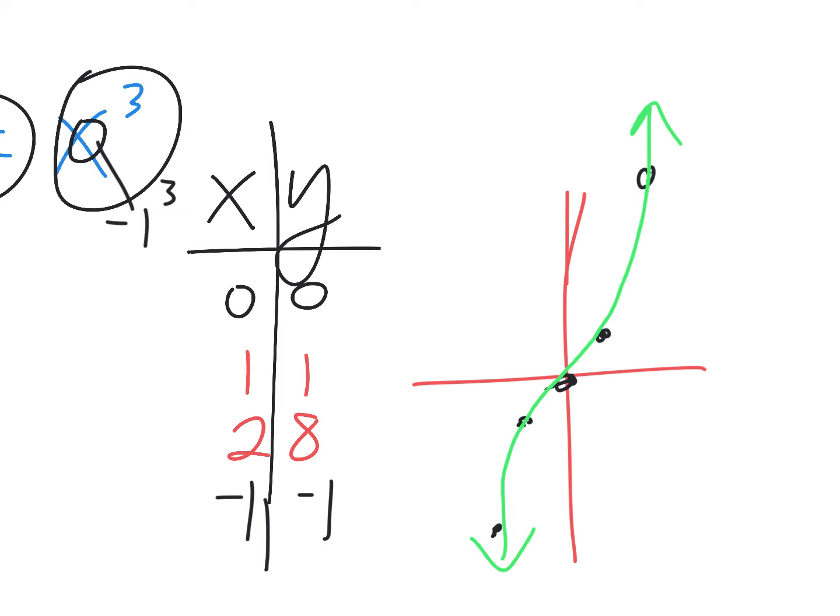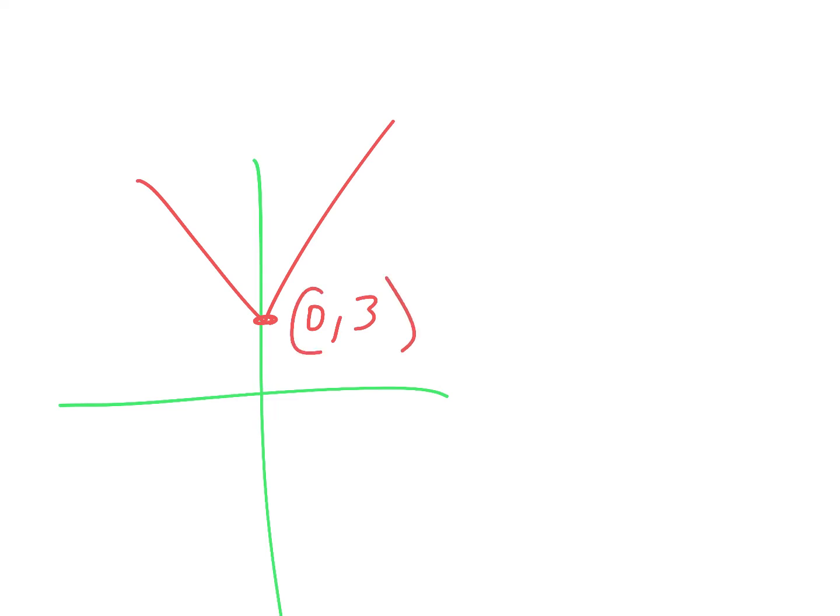Okay. Then the next thing I taught you was domain and range. Here's a picture. Here's a V shape that's been moved up. Let's say it's at 0, 3. Then what's its domain? Hint, that's left and right. What's its range? That's down, up.